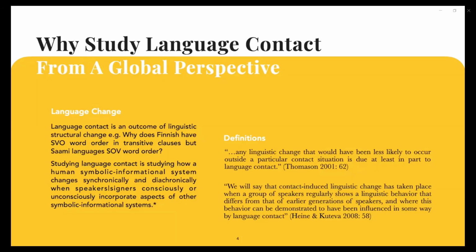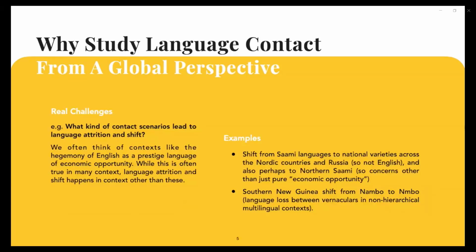So it might sound like a very academic kind of question, a bit self-indulgent even, but there are some real-world consequences and challenges to language contact. So for example, we could ask this question: what kind of contact scenarios lead to language attrition and death? We often think of contexts like the hegemony of English as a prestige language of economic opportunity. And while this is often true in many contexts, language attrition and shift happen in contexts other than these. For example, the shift from Sami languages to national varieties across the Nordic countries and Russia, so that's not English, and also perhaps to shift towards Northern Sami. So perhaps there are other concerns other than pure economic opportunity from the speaker's point of view.